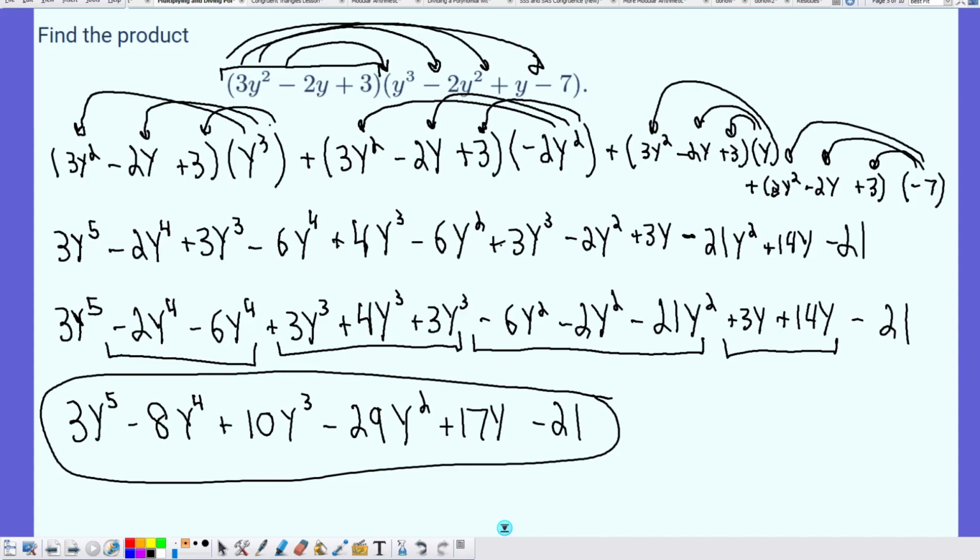Sometimes these polynomial multiplication problems do become very long, but it's all about staying as organized as possible.